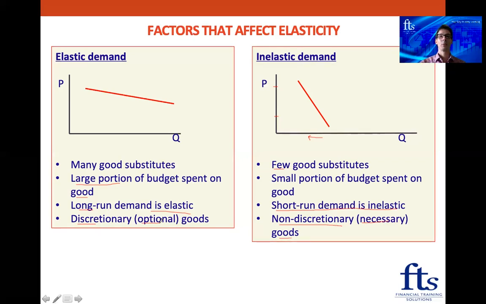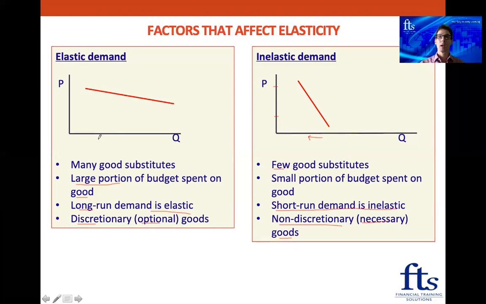Let's say, for example, with restaurant prices in restaurants. If they put up their prices a little bit, we might be fussy because we don't really have to go and eat out. We can eat at home. So there's an optional good. So if they put up the price a little bit here, the demand we can expect to fall a lot.